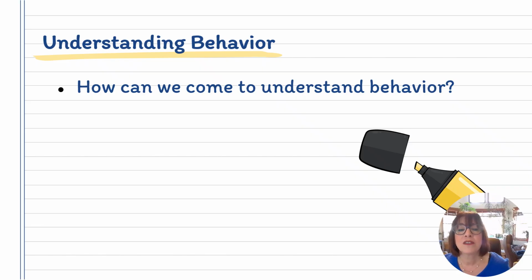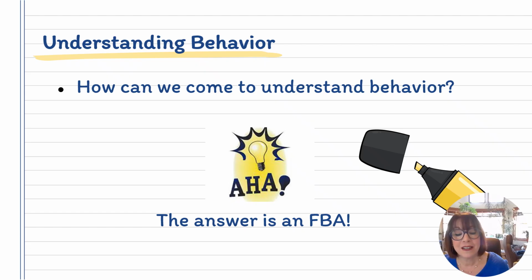Now, so how do we do this? Well, as I said, behavior is a reaction to a number of variables. So, conducting an FBA is the way to go. The FBA identifies these relationships. An FBA, or Functional Behavioral Assessment, is an investigative process that results in an understanding of why behavior occurs.